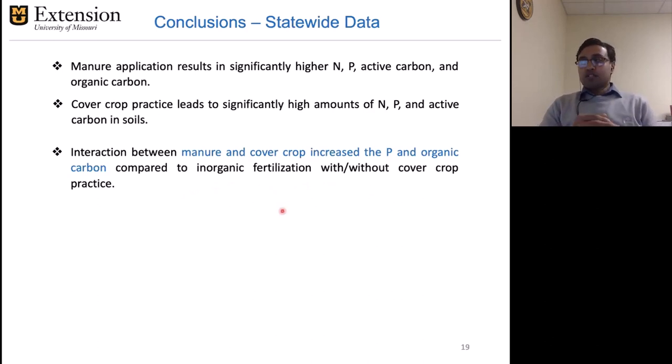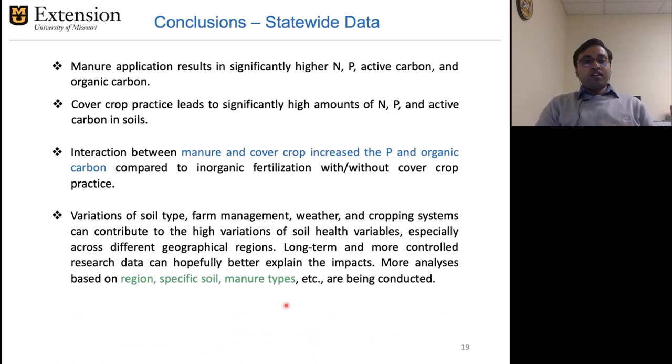But we can see different results depending on the geographic location, maybe soil type; it can vary. So I want to put this point here also, that soil type, farm management, weather condition, and cropping systems have significant effects on soil health properties also. To conclude good results for any parameter, we need to run it for a long time with more controlled research data. It can be really helpful to explain the impacts of any factors. However, we will still do some more analysis based on our region, specific soil, and manure types, and then we can see some more effects of these parameters on soil health properties.